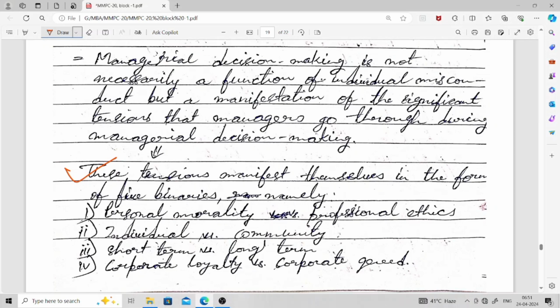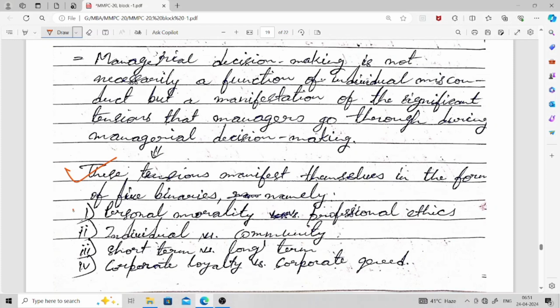Second, individual versus community. There also the question arises whether the manager is going to take a decision in accordance with the community guidelines or in accordance with his or her own wishes. So there is a tension, that kind of pressure builds up inside the mind of a manager.